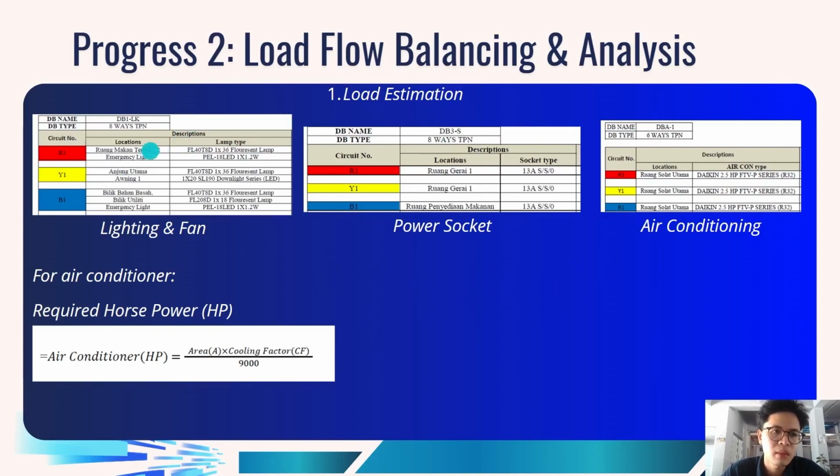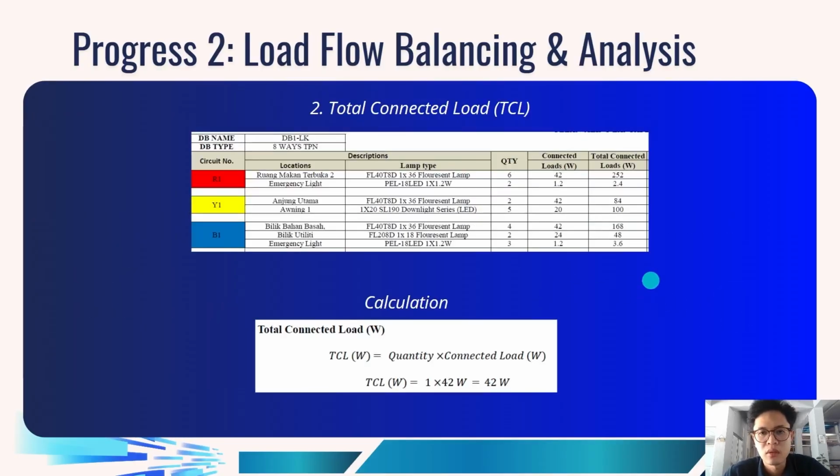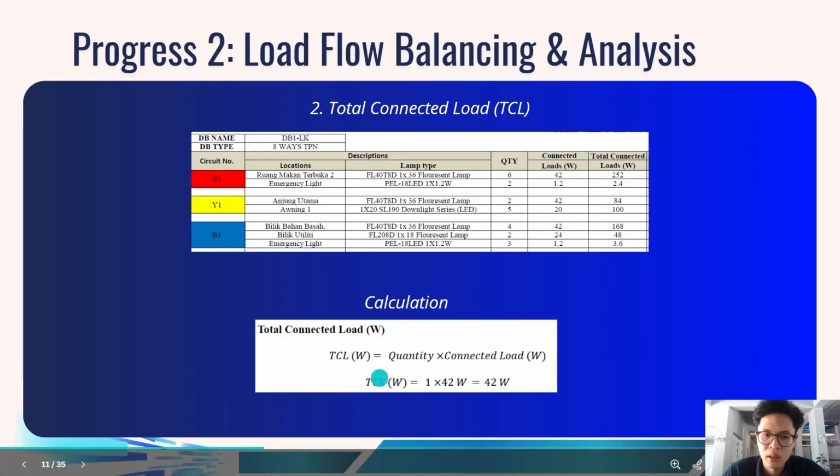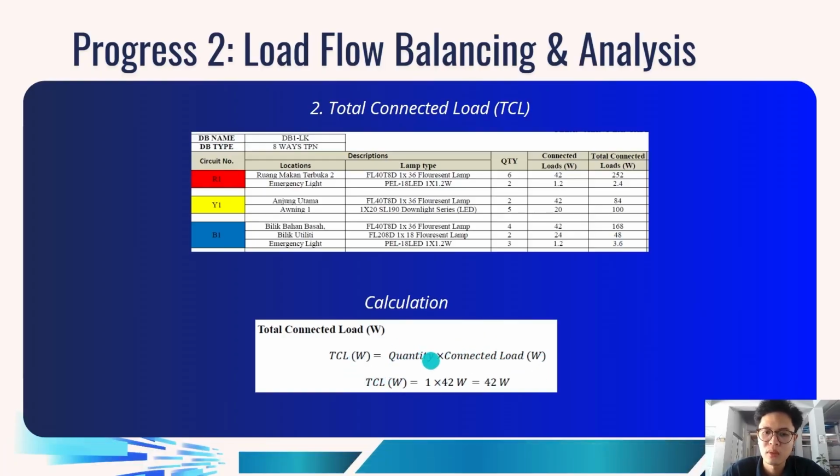For the DB type, since we are using a three-phase system, we have options for 4 ways, 6 ways, and 8 ways. For example, here we are using 8 ways, so we have a total of 24 circuits in the DB, which contains red, yellow, and blue phases. Next, for the total connected load, we have to know the quantity of the load used in the DB, multiplied by the connected load. From here we can see the lamp type for the fluorescent lamp, which is 36 watt.